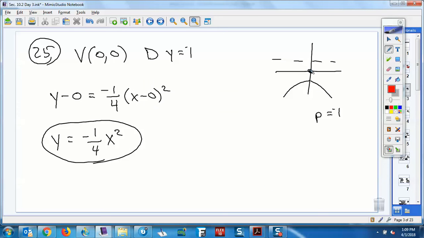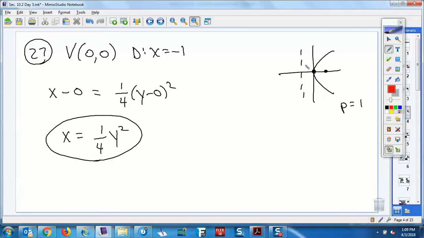Here you have the vertex 0, 0, so the directrix y equals 1, so that tells you p is 1. It opens down, so it's negative. So you put a negative in the 1 over 4p, put a negative 1 in there, that would be negative 1/4. Okay, again, vertex 0, 0, directrix x equals negative 1, so p is 1. It opens to the right, so that's positive, so the vertex is 0, 0, and then 1 over 4p, put a 1 in there, you get 1/4.